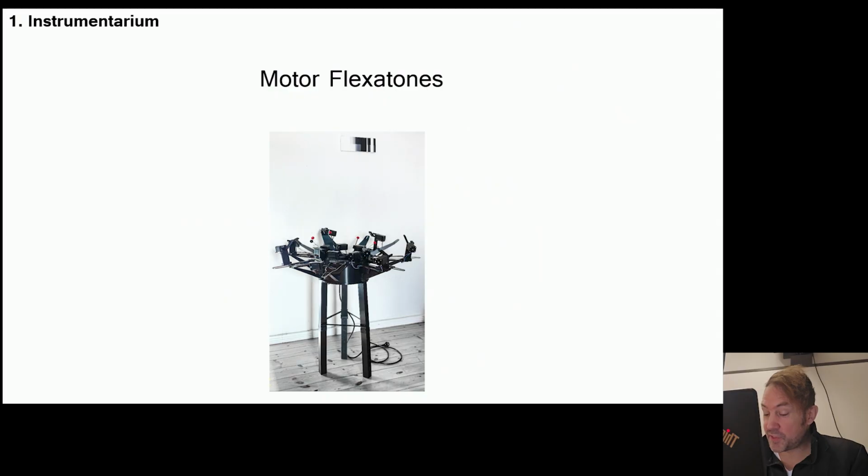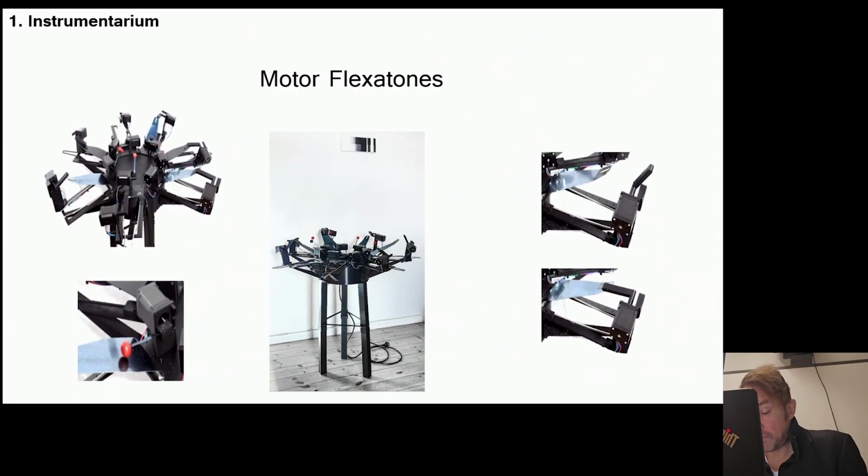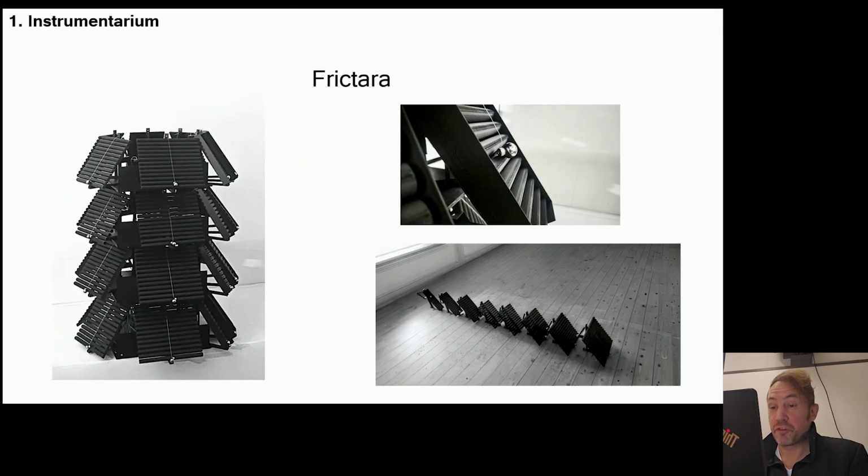Motor flexatons: 7 mallets struck by motors against flexatons, which themselves are bent to varying degrees by motor power. The friktara, a rubbophone: metal balls are dragged by motors over 3D printed rods of varying sizes, thicknesses, and heights. As with the other instruments, the elements can be arranged in different configurations, tower-like, or as a screen, or as individually placed friction boards in all sorts of constellations.